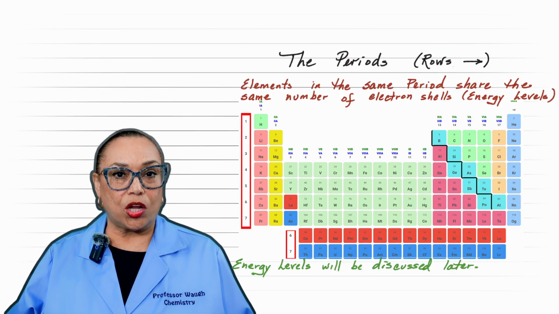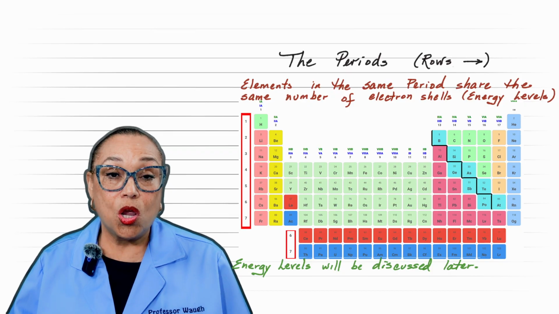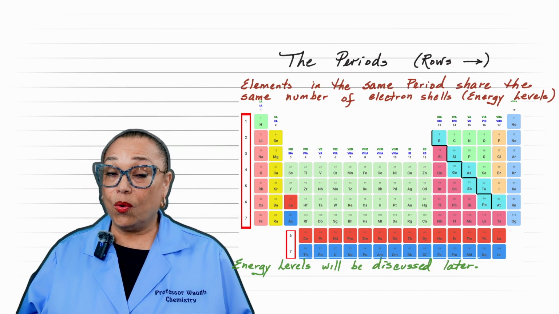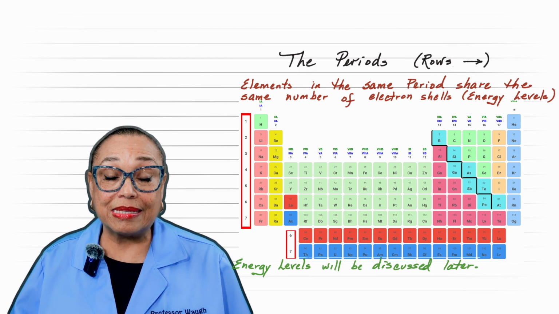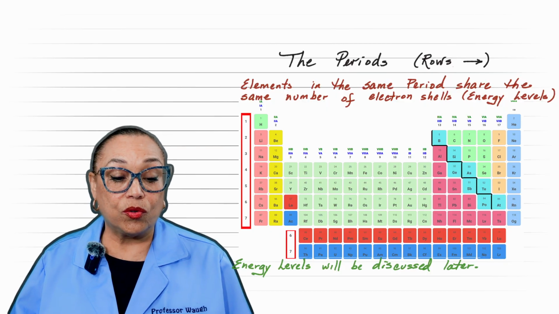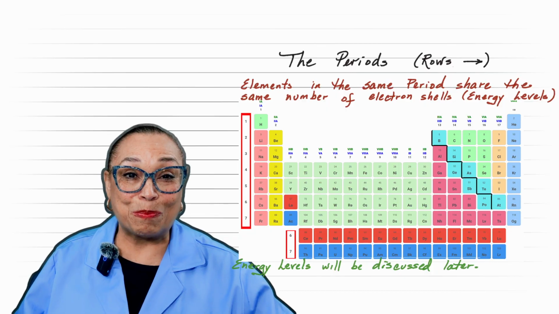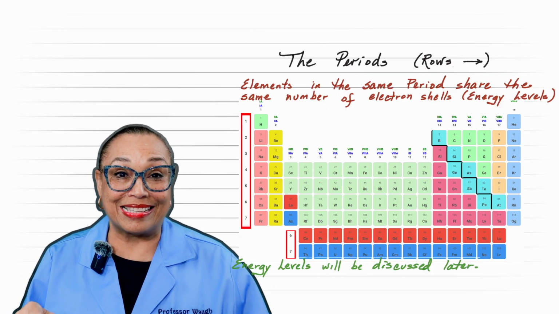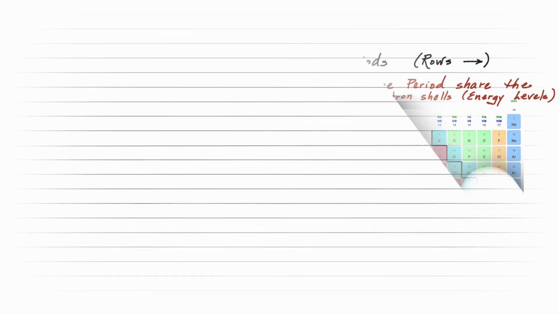Now it continues on. You only have 7 periods on the periodic table. So when we look down below and we look at the lanthanide series, that is period number 6. When you look at the actinide series, that is period number 7. Energy levels will be discussed later.